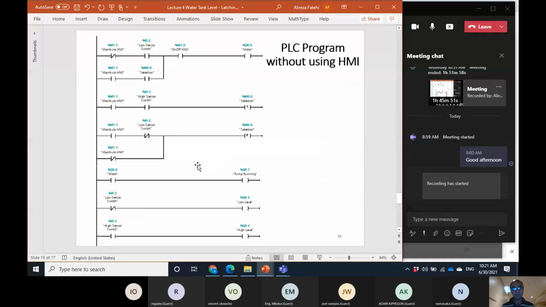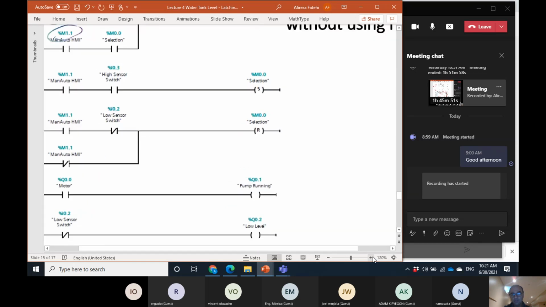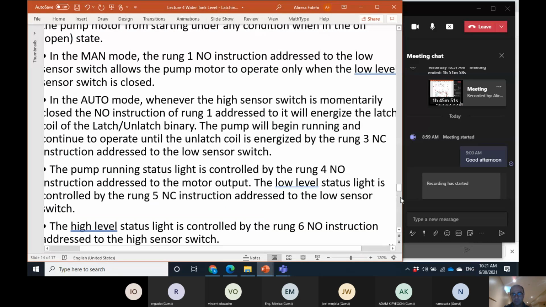Okay, let me again look at this. This is a program for that. This time for the auto/manual, I don't use the input because I assume that we are going to use the HMI. Also for the on-off sensor. For the low sensor, we need the input. Let me increase the size.